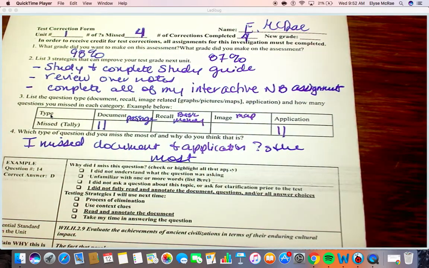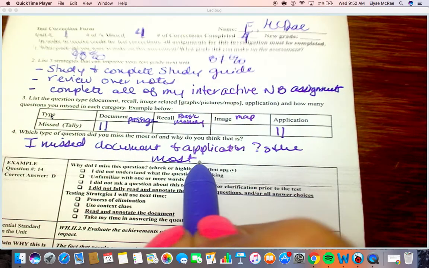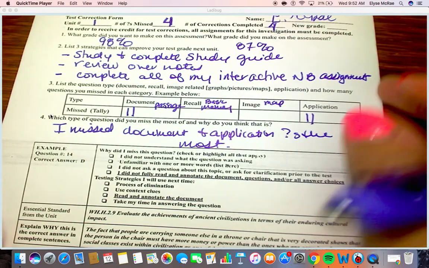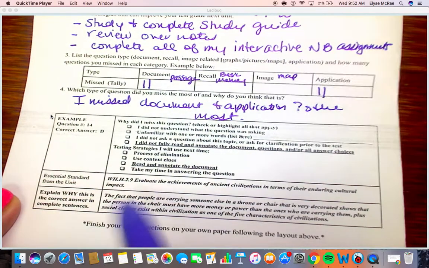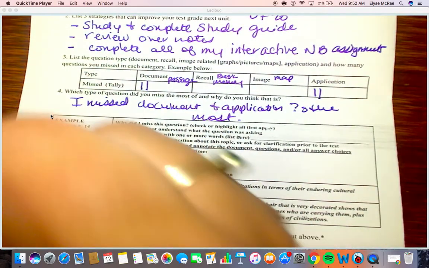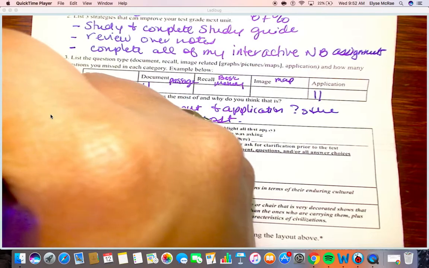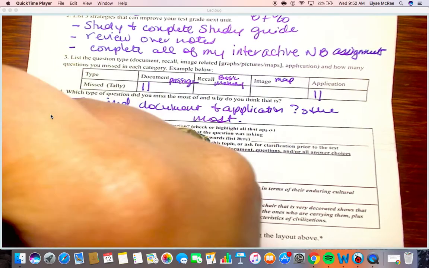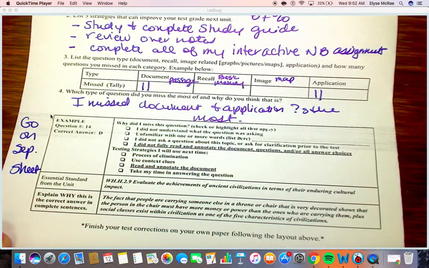All right. So that is the last part that you fill out on your paper. Now, on this paper right here, this example will go on a separate sheet of paper, so you need to put that here. It goes on a separate sheet, okay?